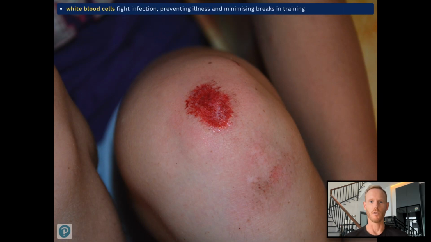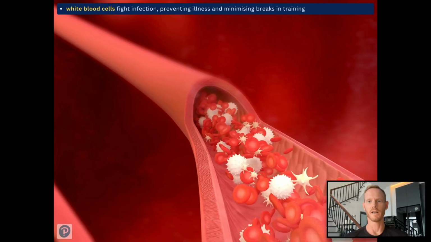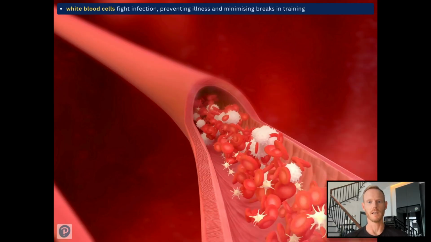White blood cells are important in sport as they help to prevent infection if an athlete gets a cut or abrasion, and prevent sickness, meaning athletes can continue to train, avoiding reversibility or a loss of fitness.